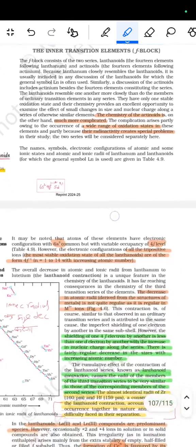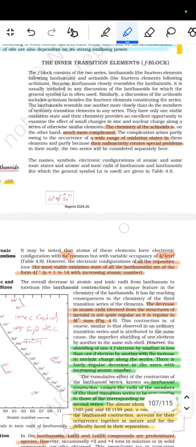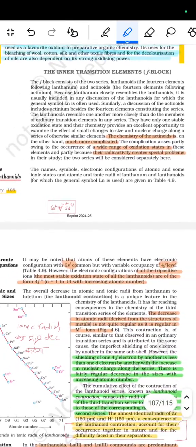Now let's move ahead and talk about the inner transition elements, the F block. The F block consists of the two series: the lanthanides, the 14 elements following lanthanum, and the actinides, the 14 elements following actinium. Because lanthanum clearly resembles the lanthanides, it is usually included in any discussion of the lanthanides, for which the general symbol Ln is often used. Similarly, a discussion of the actinides includes actinium besides the 14 elements constituting the series.